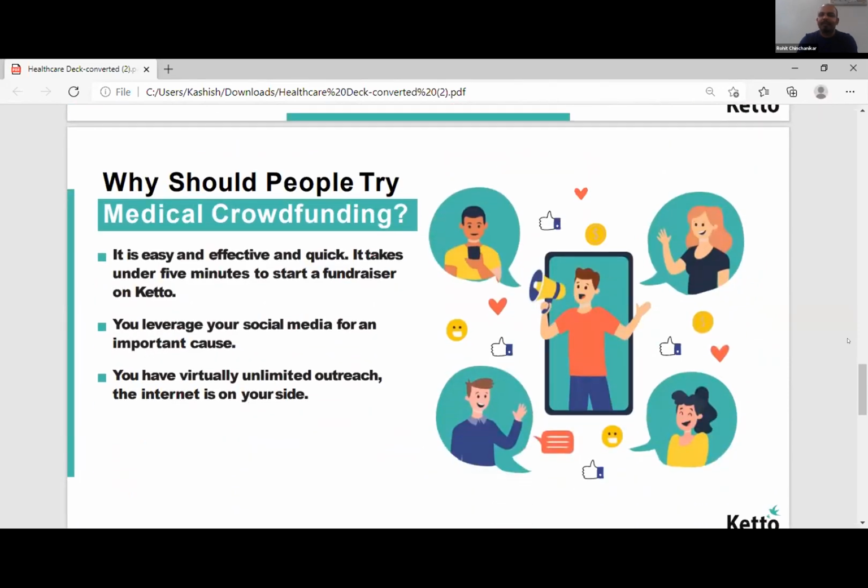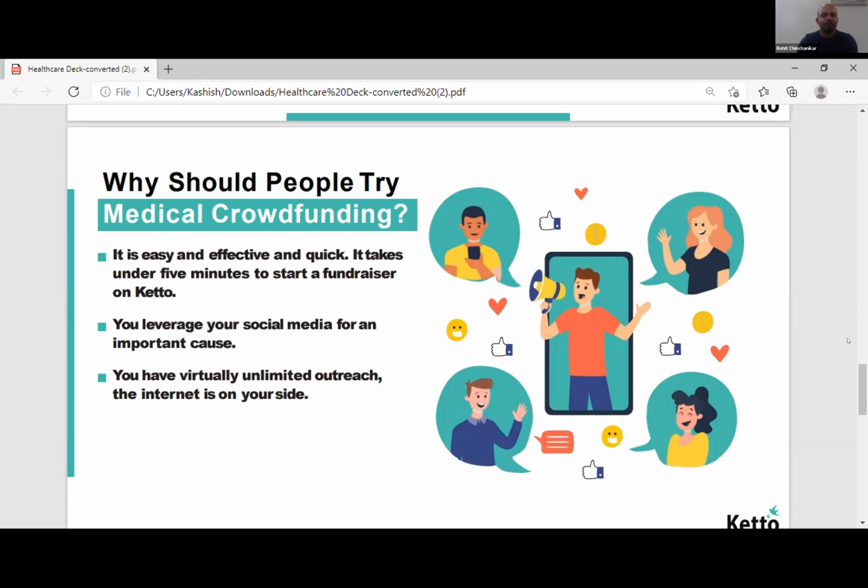Why do you think people should try medical crowdfunding? If you come to think about it, it's one of the best ways, in terms of going and asking your friends, going and asking your family, or else Keto will basically help you get donations from throughout the globe. And medical crowdfunding is completely donation based.